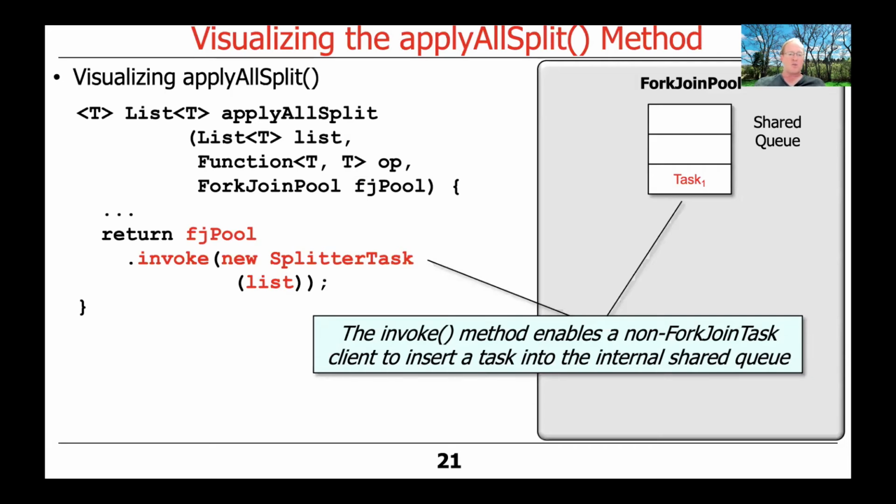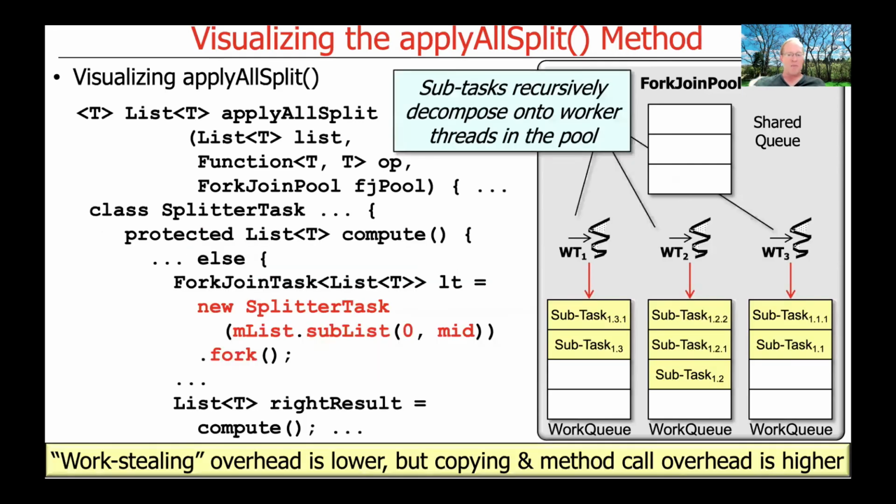In this particular case, we're going to call fork join pool invoke, creating the new splitter task with the initial list, the entire list at the beginning. That again is how we get the non-fork join task clients to give a task into the fork join pool, into its queue. And then at that point, things get interesting. Because we're using recursion, we're going to very nicely spread out the processing of these subparts across all the threads in the pool.